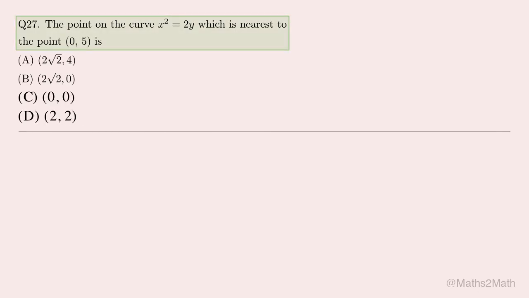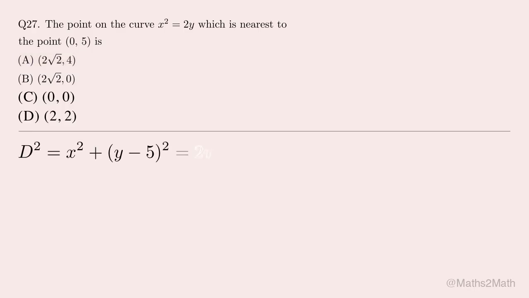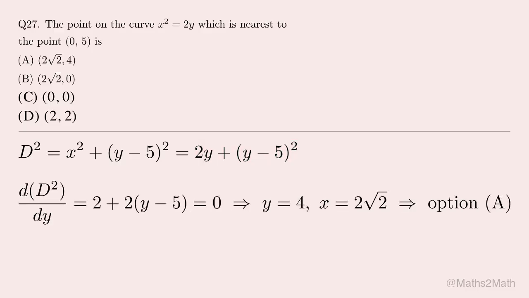Question 27, multiple choice. The closest point of a parabola to the point (0, 5). Minimize the squared distance, using the curve to eliminate x. On the curve x squared is 2y, so the squared distance to (0, 5) becomes a function of y alone. Differentiate, y equals 4 and then x is 2 root 2. Option A.